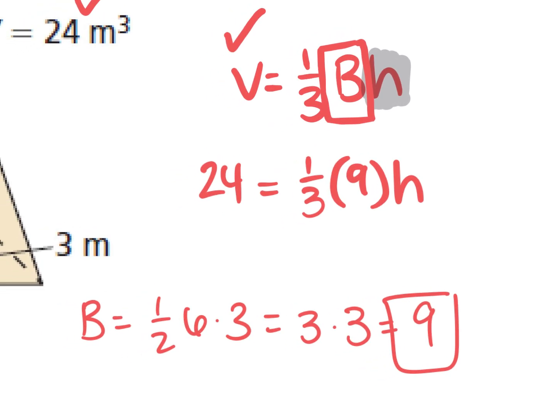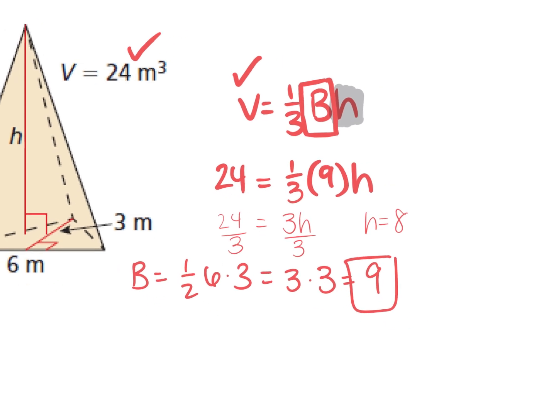All right. What can you do to solve for height? Nick? You multiply 1/3 and 9, and 3, and divide by 3. Very good. 24 equals 3h, because 1/3 of 9 is 3. Then Nick said divide both sides by 3, and you get that your height is 8.